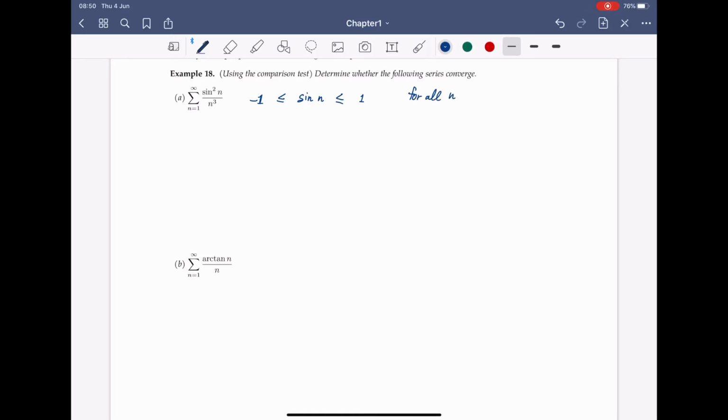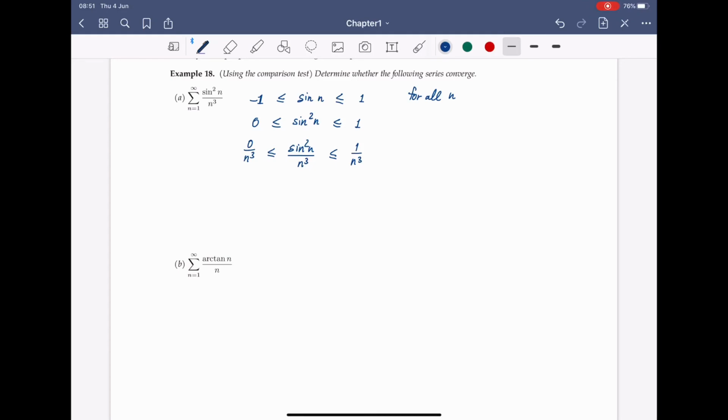And if you do the square, sine square n is going to be less than or equal to 1, but must be bigger than or equal to 0, because you put a square on the sine function, and that means this function cannot be negative now. It must be non-negative. And then if you divide everything by n cube, I have sine square n over n cube less than or equal to 1 over n cube and bigger than or equal to 0 over n cube. So I divided everything by n cube.